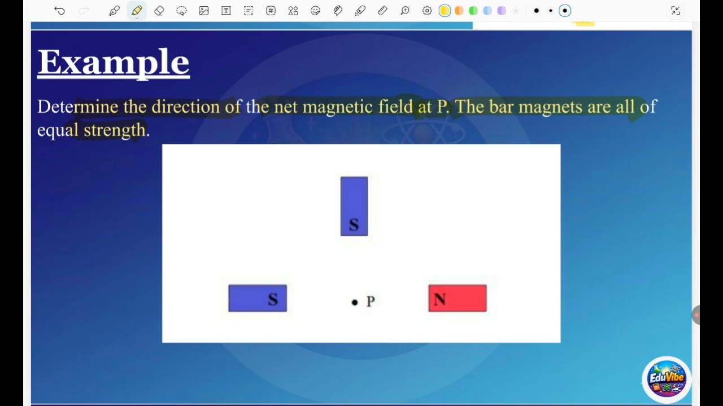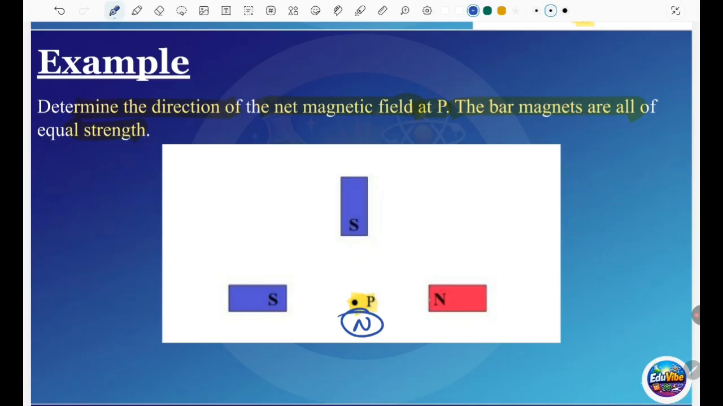What direction do they follow? As we do with electric fields, we place a point P. We always say that the point P has a positive charge. In that case, in magnetism, we denote point P as a north pole. So this always remains a north pole.